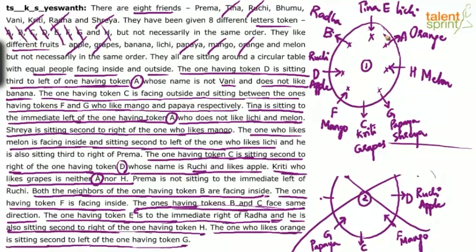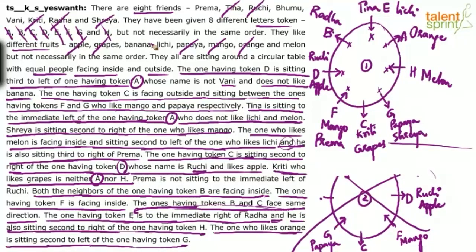Done. Then, he is also sitting third to the right of Prema. Who is he here? The one who likes melon. Because of the word and, we should refer to the first person. So melon is third to the right of Prema. First, second, third. No, Prema cannot come here. I think Prema has to come here. Prema is facing center, right is anti-clockwise. So first, second, third. Melon comes here. That's it. So Prema is marked.